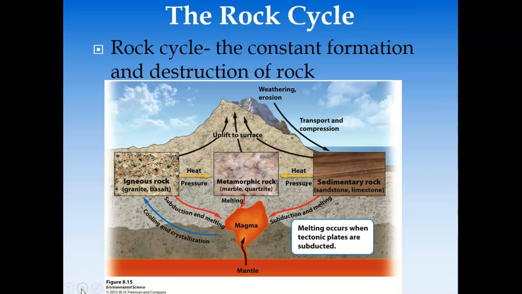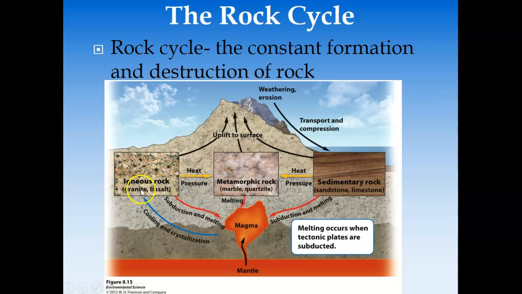So the rock cycle is the constant formation and destruction of rocks. And so just look at this image. You've got that liquid mantle that creates the magma in those cells that I was talking about before. And as magma moves to the surface, it cools and crystallizes and can form igneous rock. If that igneous rock is put under heat and pressure, which it is when it stays underneath the surface of the earth, that heat and pressure can change the rock into what's called metamorphic rock.